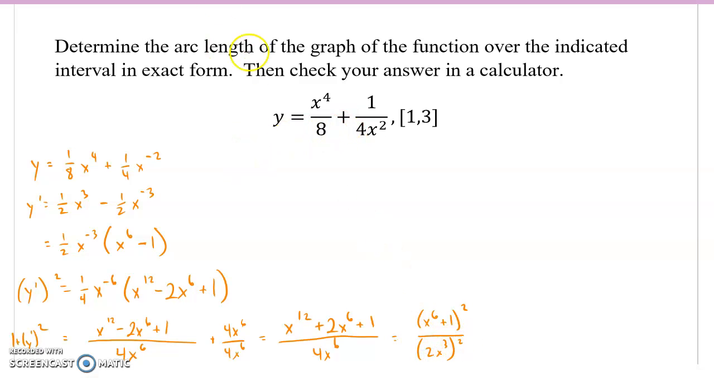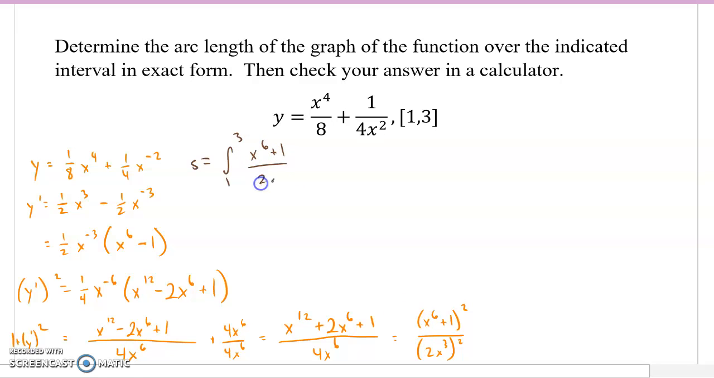So when we integrate to get s, we're going to integrate from 1 to 3. And we're going to take the integral of the square root of 1 plus the derivative squared. When we take the square root of that, we get x to the 6th plus 1 over 2x cubed. Okay, well, we can do that. We'll take the 1/2 out, make sure that 2 stays in the denominator. We'll divide each of the numerator terms by x cubed to get x to the 3 plus x to the -3. And that's ready to integrate using the inverse power rule.